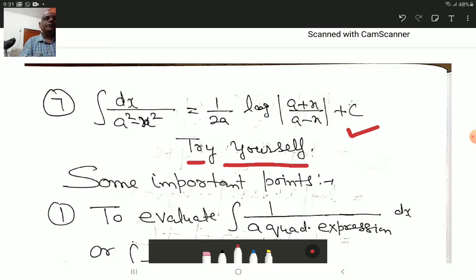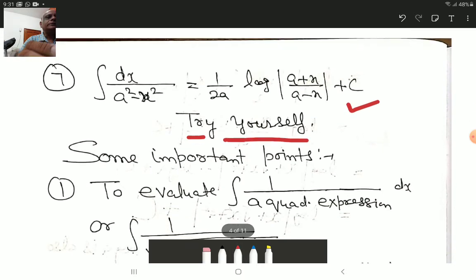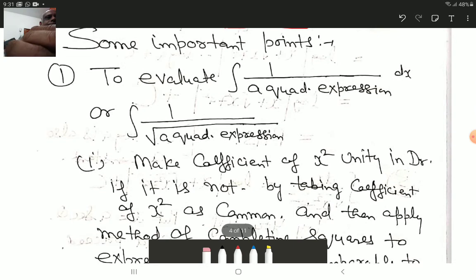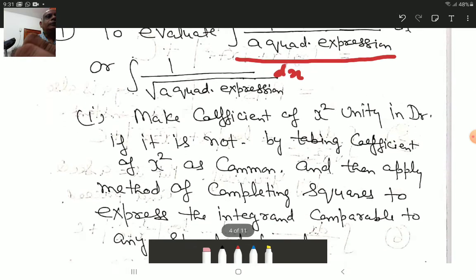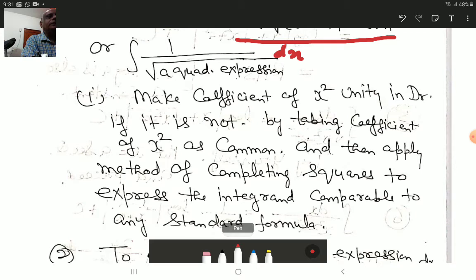Now while doing the exercises, you must keep some important points in your mind. Let us see different situations that you might face while doing the exercise. First is to evaluate integration of 1 upon a quadratic expression or 1 upon square root of a quadratic expression dx. What will you do? First of all, make the coefficient of x square unity, that is 1, in the denominator. If it is already 1, then it is not required.